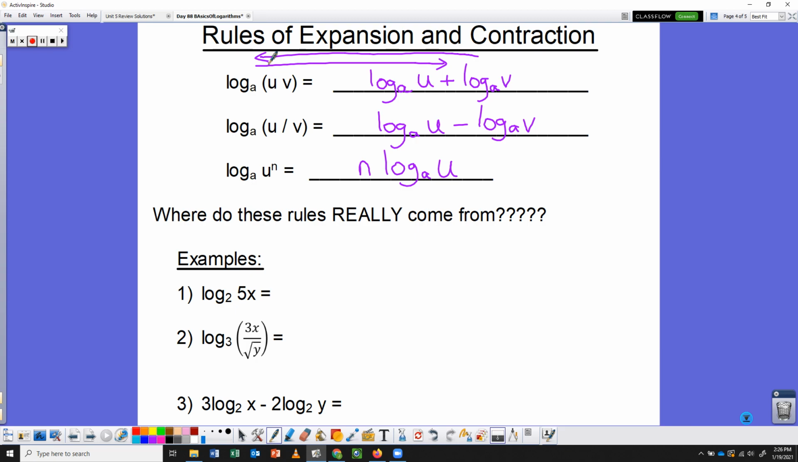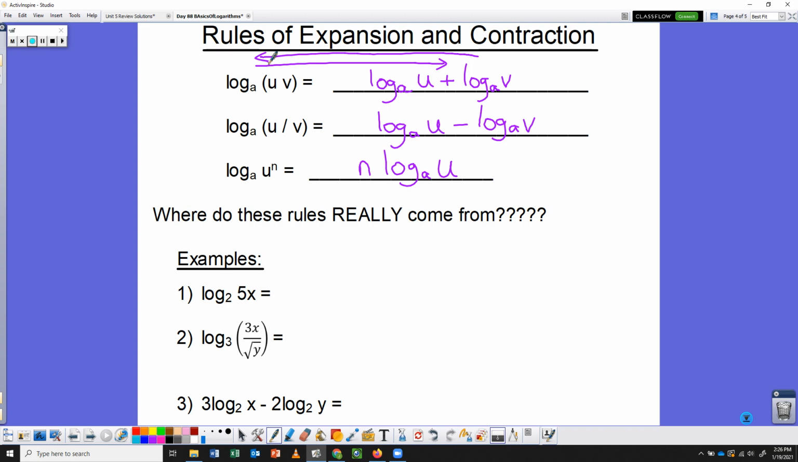So these are called the rules of expansion and contraction, and which one of those things it is, whether it's expansion or contraction, depends on which way you're taking the formula. It's equivalent in either direction, but are you trying to turn it into many logarithms, or are you trying to condense it down into a single logarithm? So that's the difference.